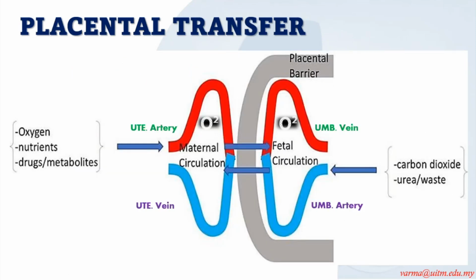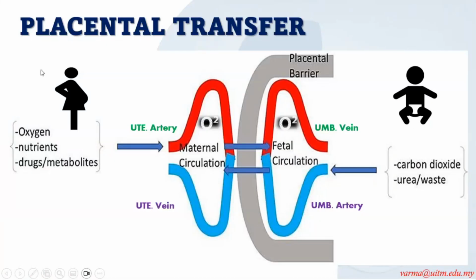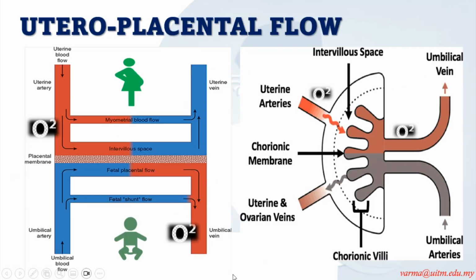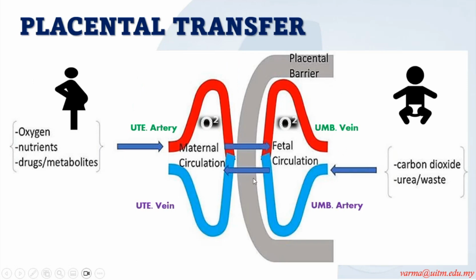So the same thing in a schematic view to talk about the transfer. Again, uterine artery, umbilical vein, umbilical artery, uterine vein, the maternal circulation and fetal circulation. So the transfer occurs. What is being transferred from mother to baby is oxygen, nutrients, drugs, and metabolites, whereas from the baby, carbon dioxide, urea, and waste. So this is how it occurs. You should be able to picture this. You should be able to do it in this form, or you should be able to draw a schematic diagram like this for you to remember.